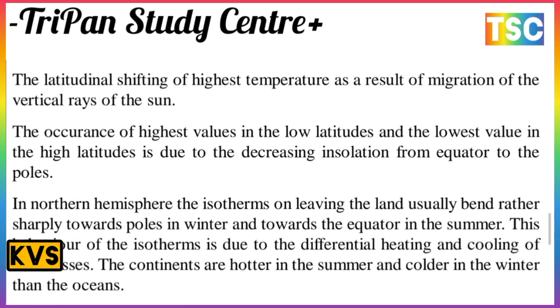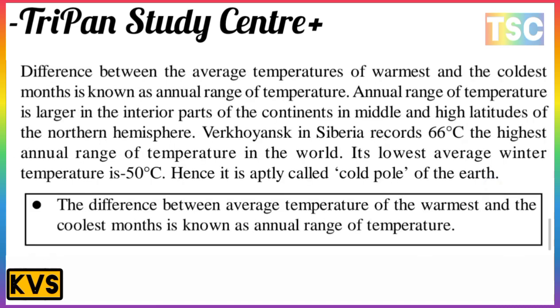Isotherms usually bend sharply toward the pole in the winter and toward the equator in the summer. This behavior of the isotherms is due to the differential heating and cooling of land masses. The continents are hotter in the summer and colder in the winter than the oceans. The difference between the average temperature of the warmest and the coldest month is known as the annual range of temperature.